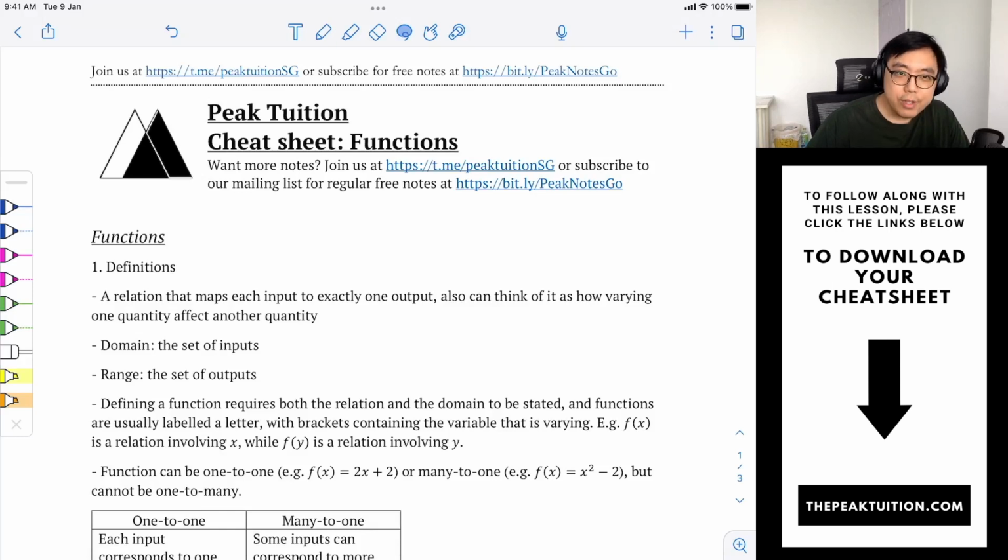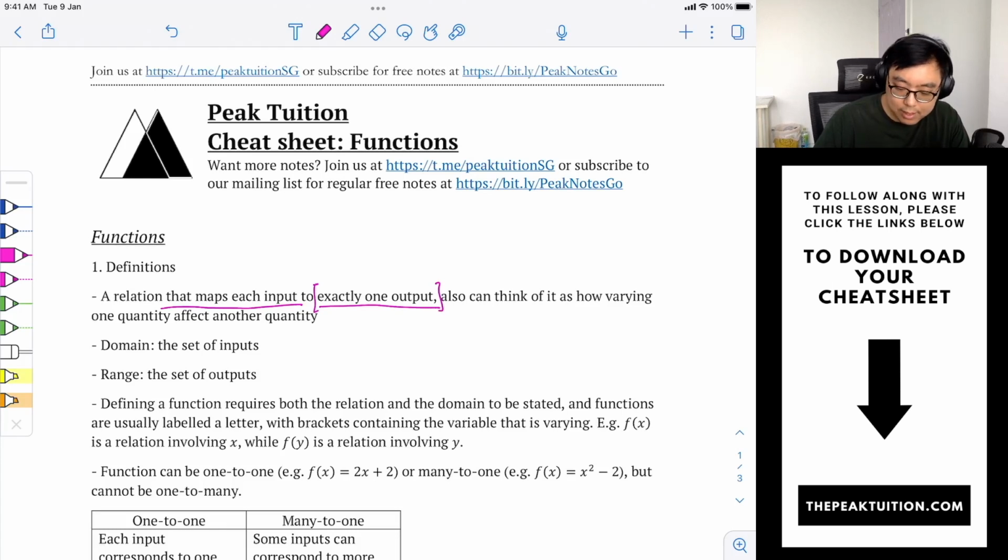So to begin with, we'll need to define what exactly is a function. I'm sure you have encountered functions before in the case of drawing graphs and things like that. A function is like a relation between two variables. But a proper definition would be that it's a relation that maps each input to exactly one output. This part is important, the exactly one output, okay? You can also think of it as how varying one quantity affects another quantity.